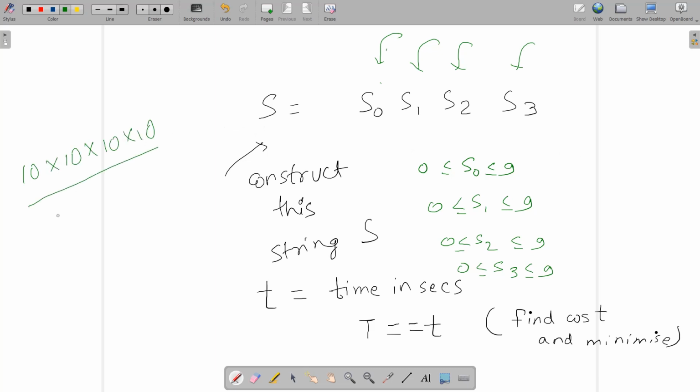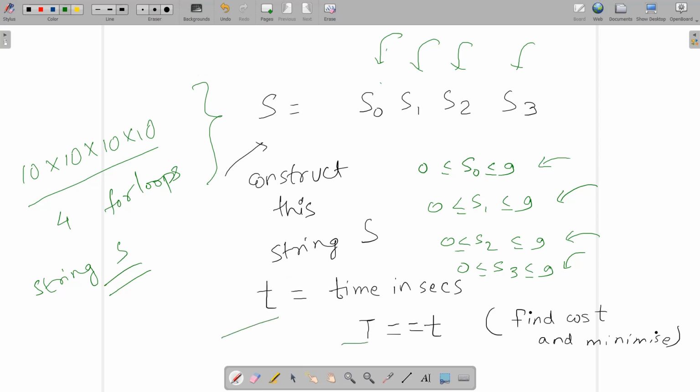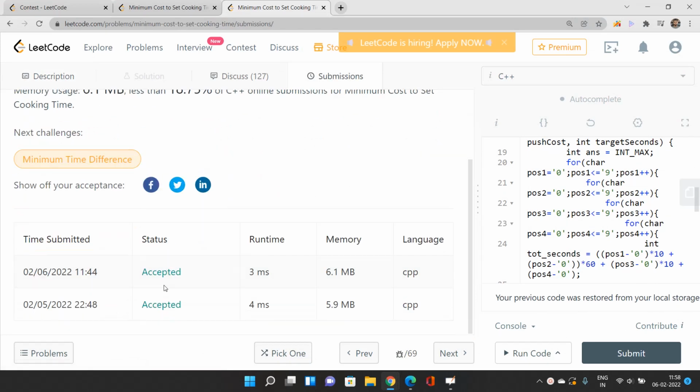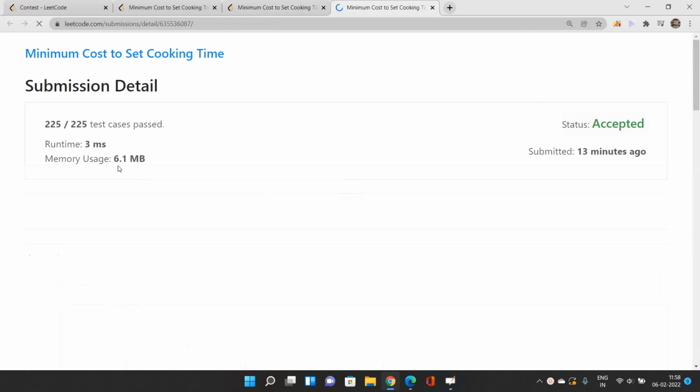So you would be using 4 for loops and consider every possible case of s0, every possible case of s1, s2 and s3, and find out this string s. If you are able to find this string s by considering every possible case, then we are done. Find out this t and check if it is equal, and if it is equal, then find out the cost to complete this operation, and minimize that. So this is all about constructing the string s efficiently. Let's understand with the help of the coding part also how we are going to construct this string s.